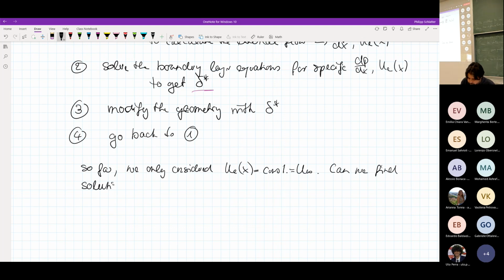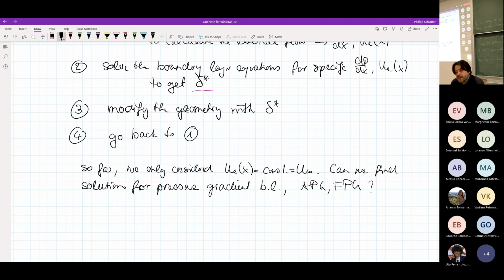solutions for pressure gradient boundary layers? So, for instance, APG or FPG boundary layers. Can we do that? And if so, in what way, or how would they look like?